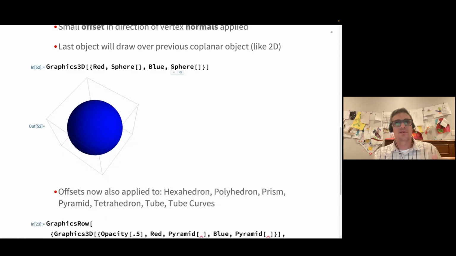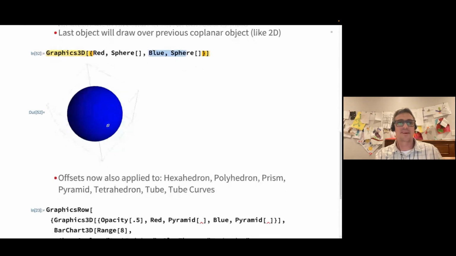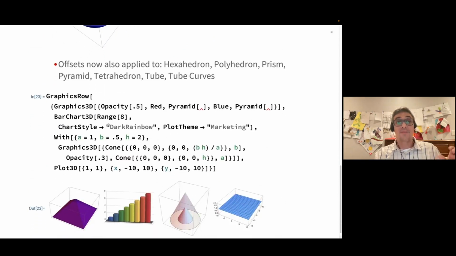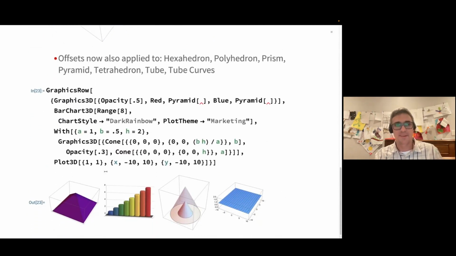But what it'll do is it applies those offsets to the vertices in the direction of the normals. And this ends up working like primitives that overlap in 2D. The last specified primitive will end up on top of the primitive before it. And we've rolled this out across several of our primitives, and it fixes numerous Z fighting bugs that the front ends encountered.